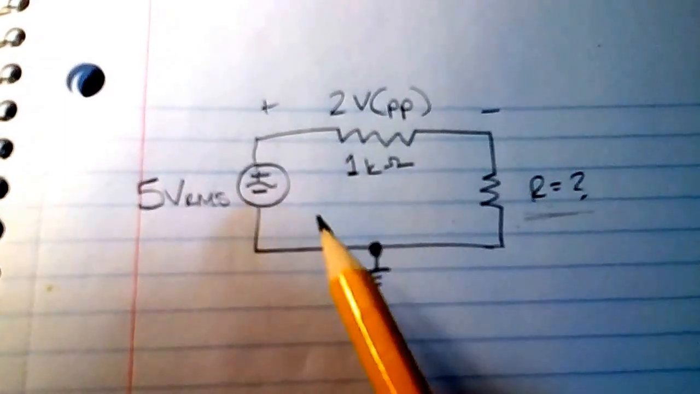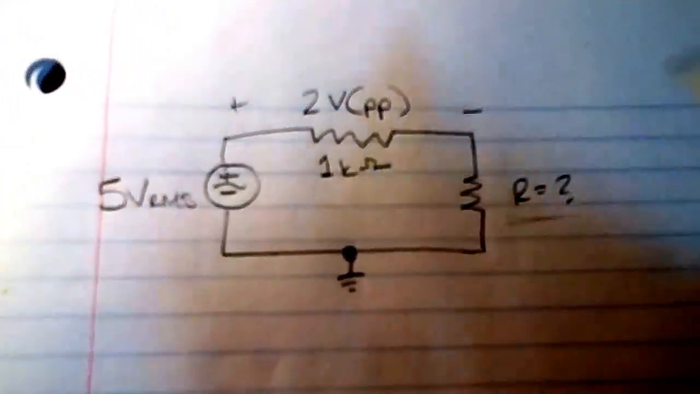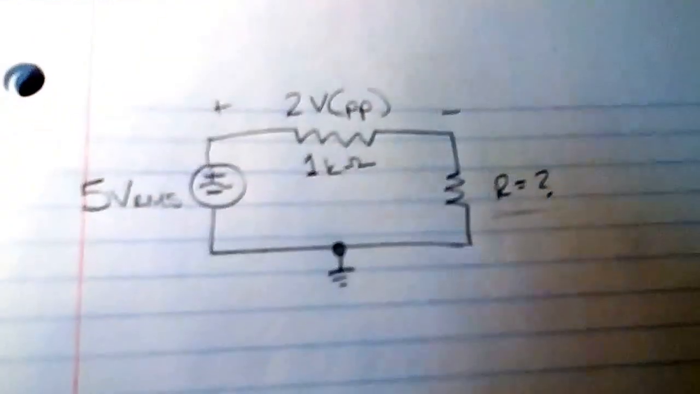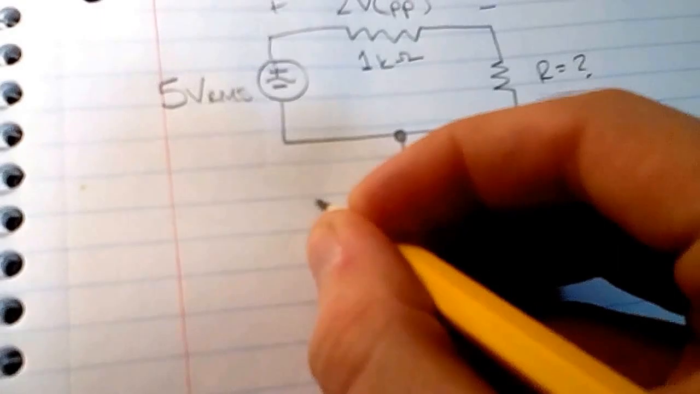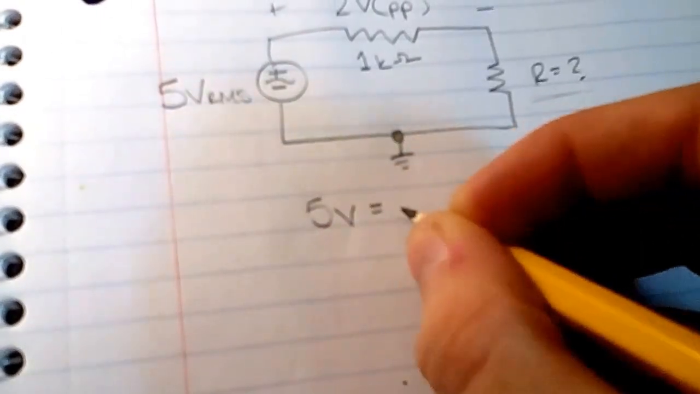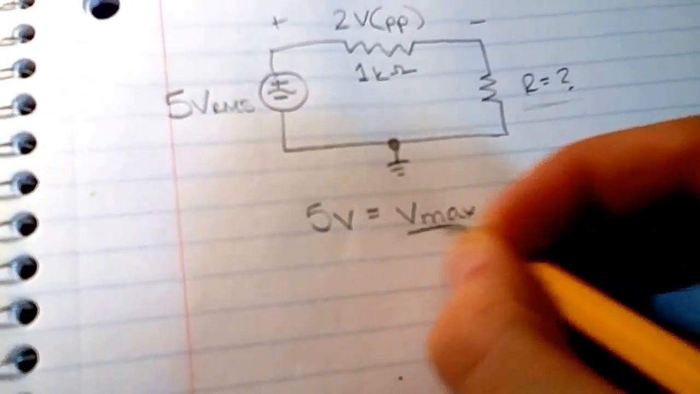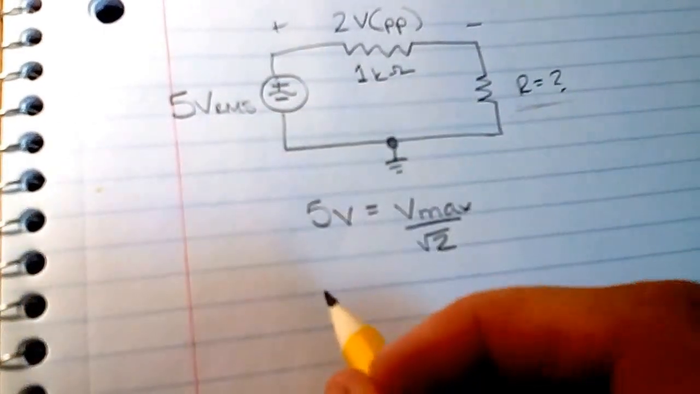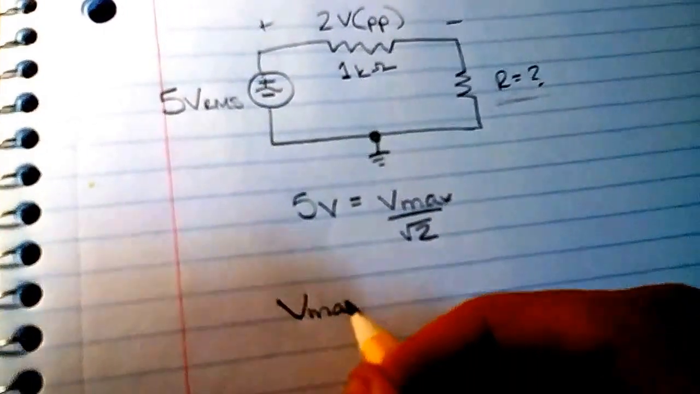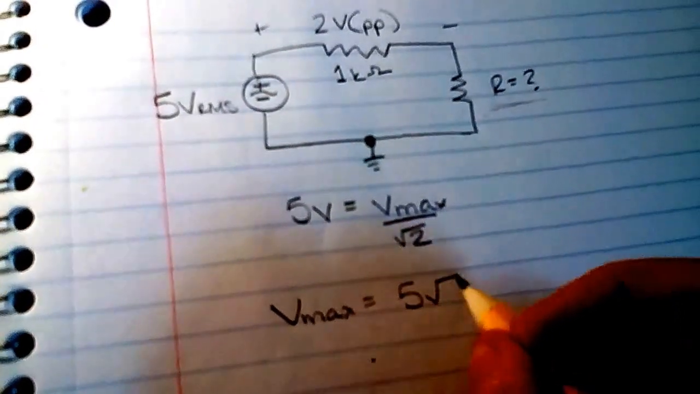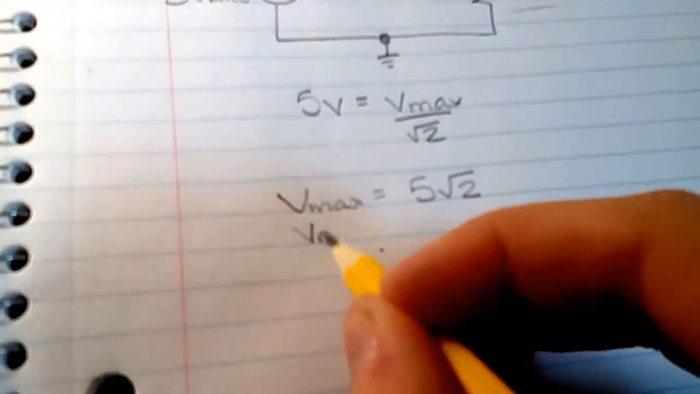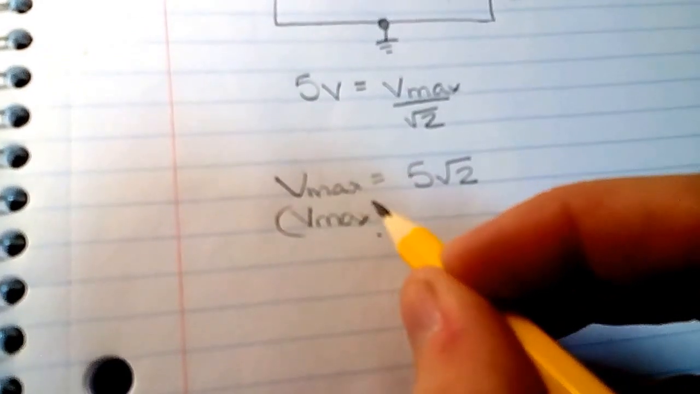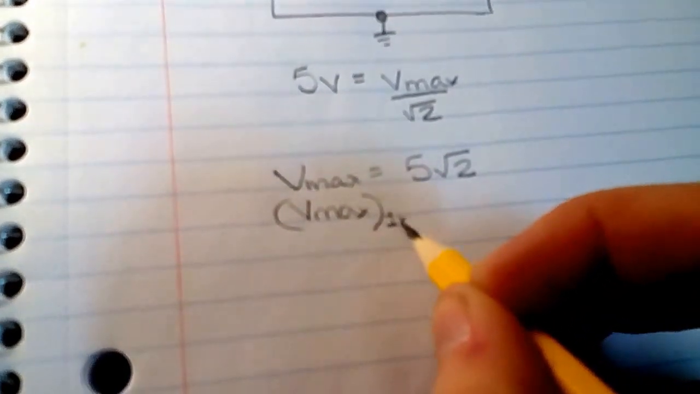So I'm going to go ahead and use all max values to figure this out, but you could use RMS values too if you wanted to. So for the source we have an RMS value of 5 volts, and we know that RMS values equal the max divided by root 2. So Vmax applied to this circuit is equal to 5 root 2. And then Vmax for the 1 kilo ohm resistor is going to be half the peak-to-peak voltage. So that Vmax is just going to be 1 volt for 1 kilo ohm.